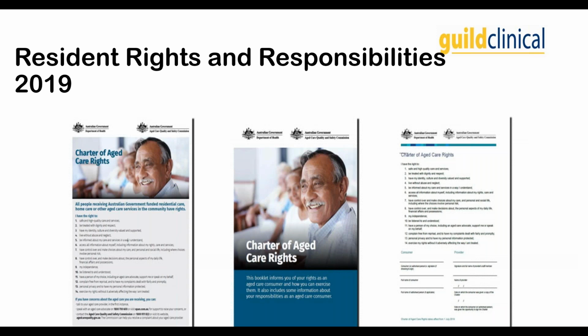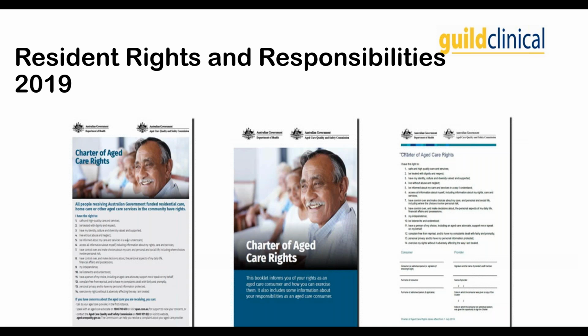to have my identity, culture, and diversity valued and supported, to live without abuse and neglect, to be informed about my care and services in a way I understand, access all information about myself, including information about my rights, care and services, have control over and make choices about my care and social life, including where choices involve finances and possessions.